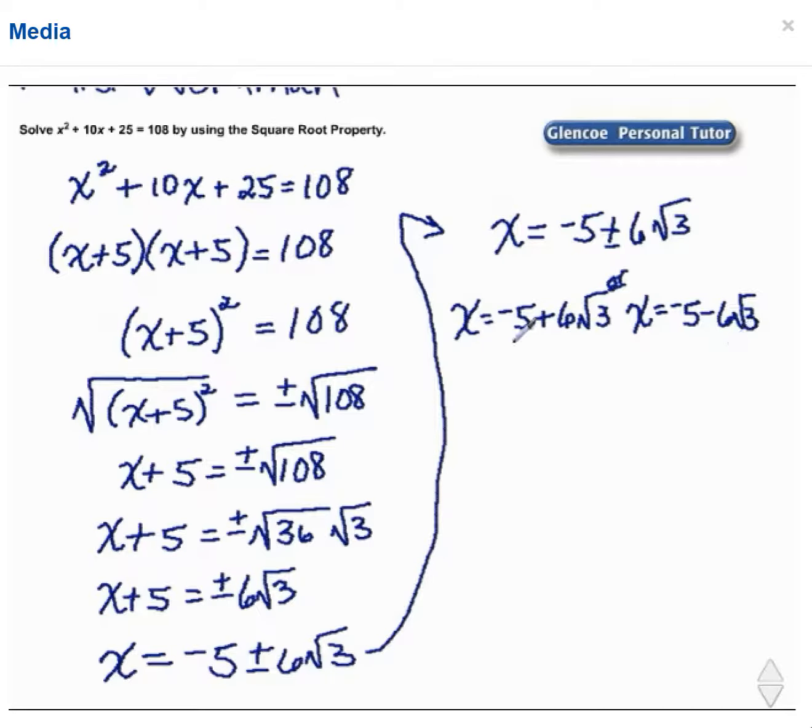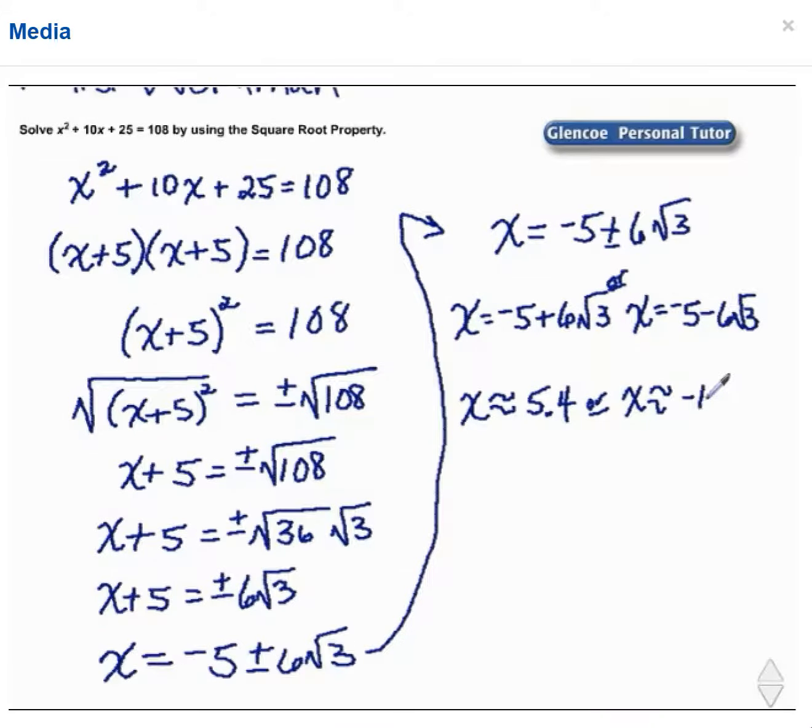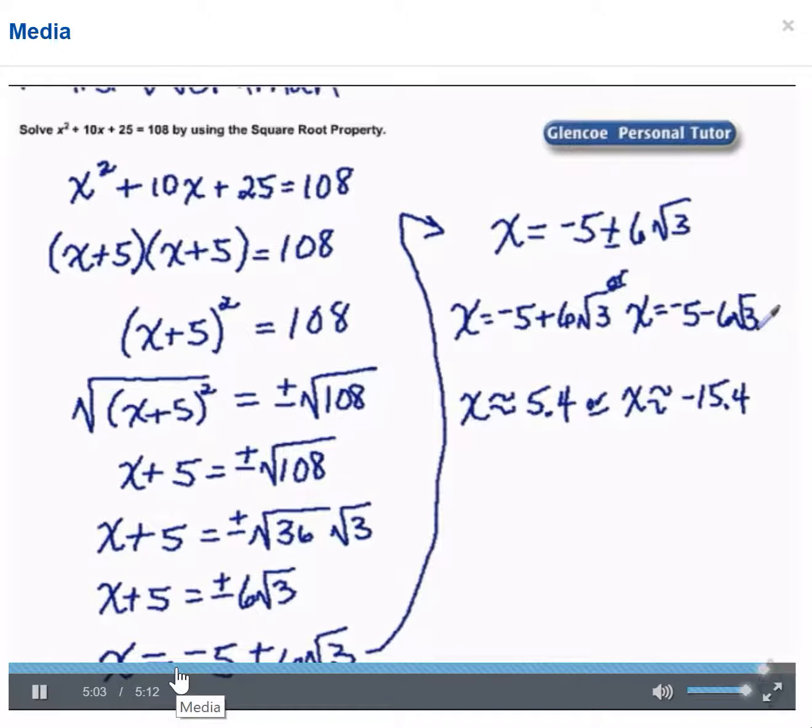If you want to rewrite these as decimals to get approximate roots, we can do that. And you would get that x is approximately equal to 5.4, or x is approximately equal to negative 15.4. These are the two exact irrational roots. These are the two approximate decimal roots.